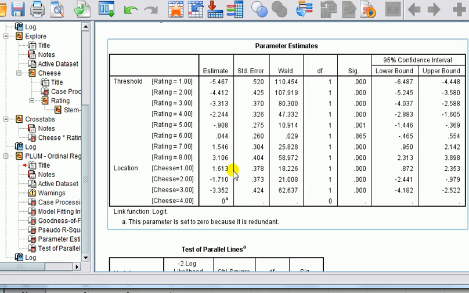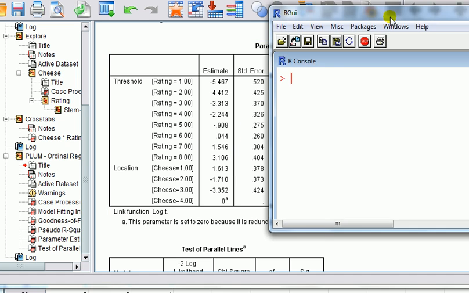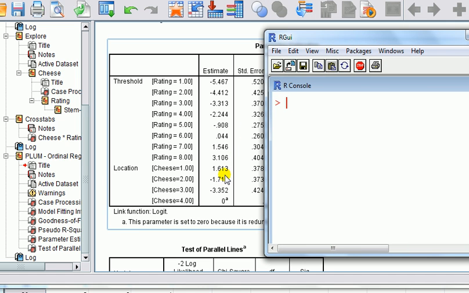Okay, but we can do better than that because that's just a sign, but how about the magnitude? 1.613, how can we interpret that? Well, for the logit link, if you take the exponential of the number, that will give us the cumulative odds ratio for a 1 unit increase in that x. So let me give you an example and that'll make more sense. So let's take the exponential of this thing here.